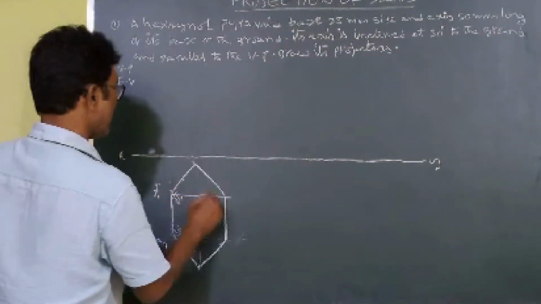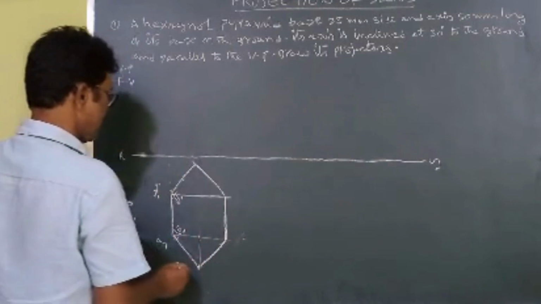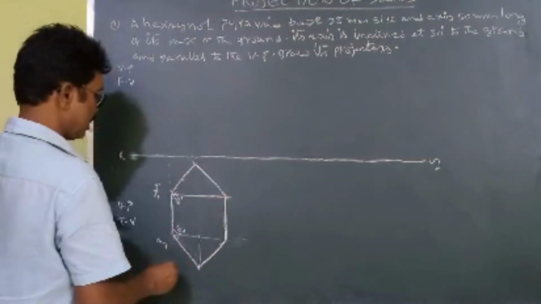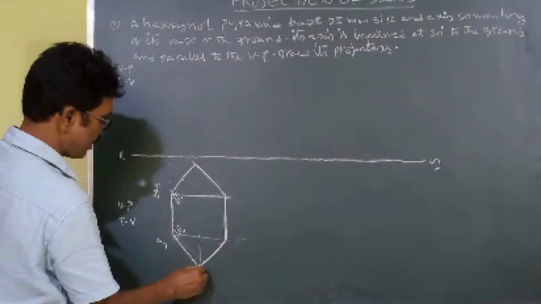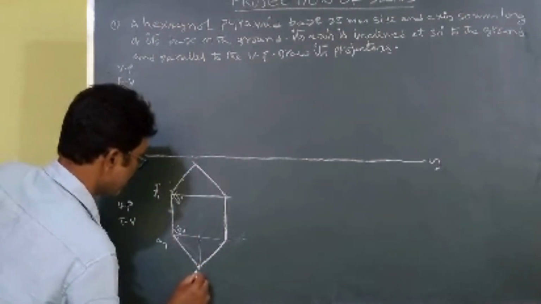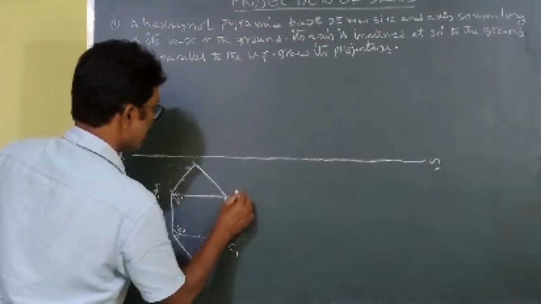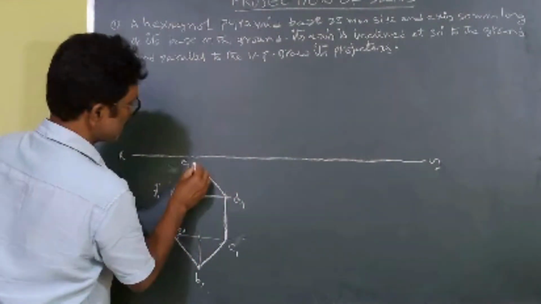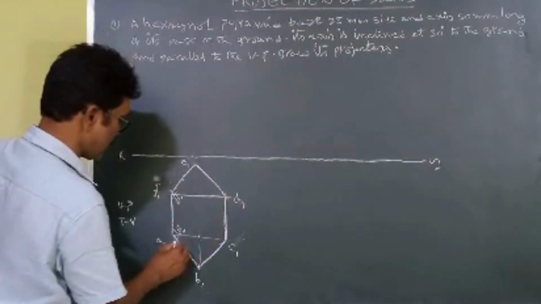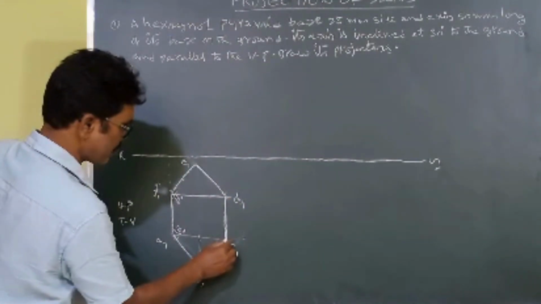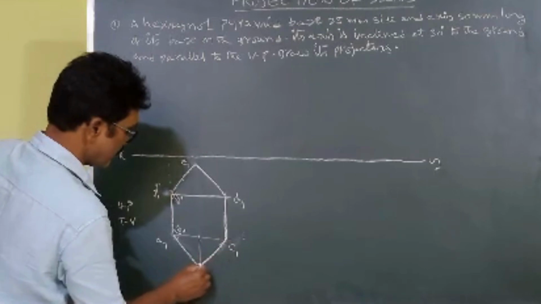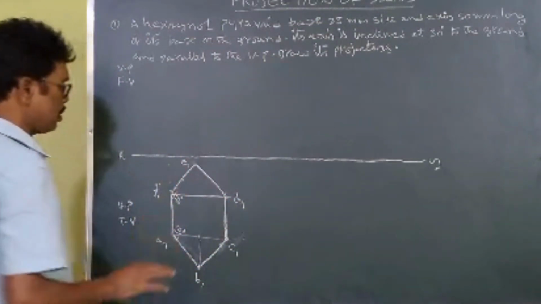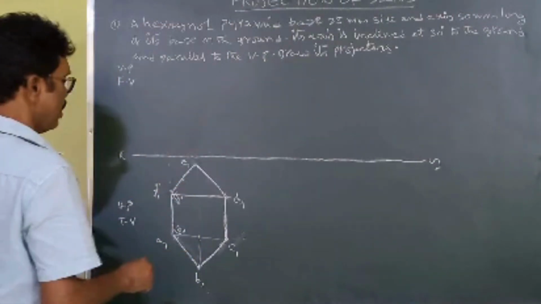At F1 you draw a line parallel to XY. At A1 also you draw a line parallel to XY. With this center and 25 mm as radius, you cut this line. Let us give the names: A1, B1, C1, D1, E1, F1. Now with E1 as center and radius 25, you cut this line. Automatically B1 with radius 25 is constant. You cut this line and join these lines also. Now we got a hexagon, the base in HP.